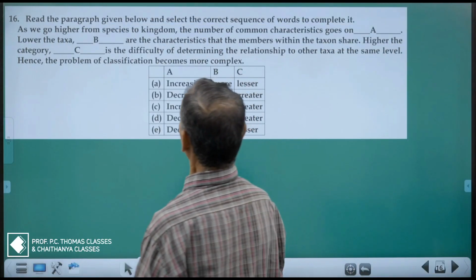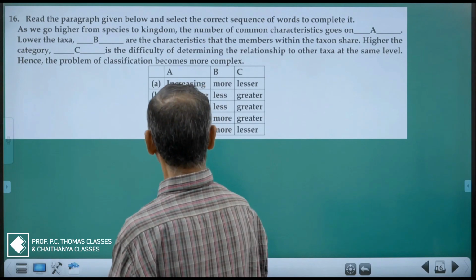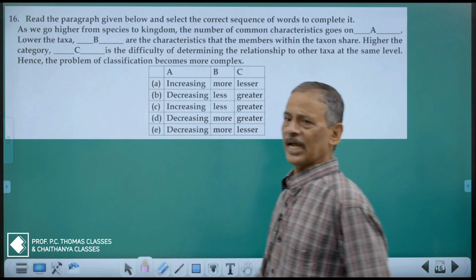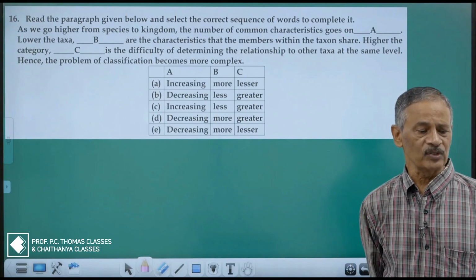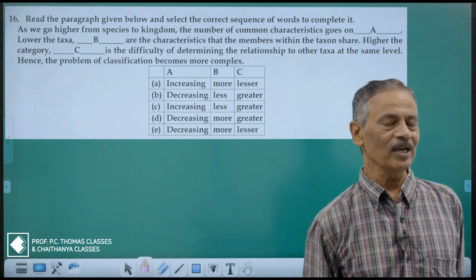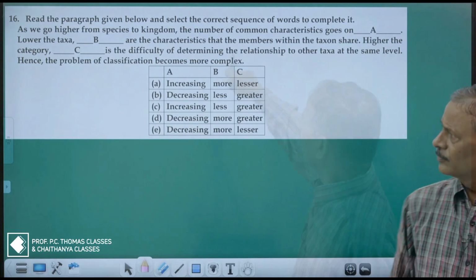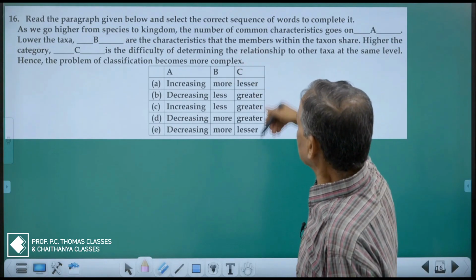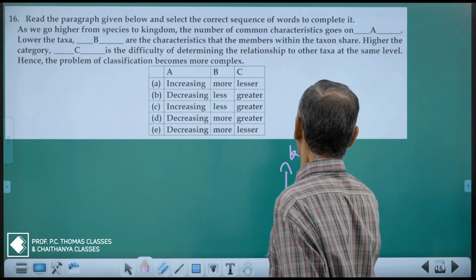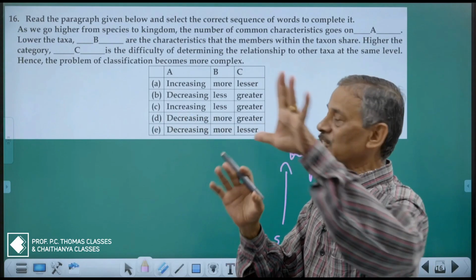Read the paragraph. So, this is actually a fill-in-the-blank question. The concept is the same as we have discussed in earlier questions, but the pattern of the question is slightly changed. We are going from species, the lowest, to kingdom. See, several concepts are put together under one statement.